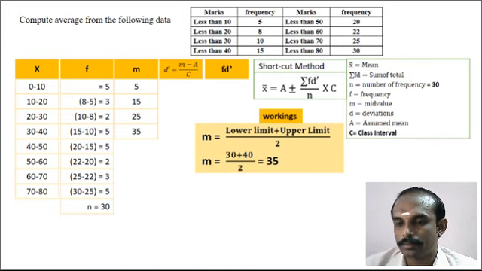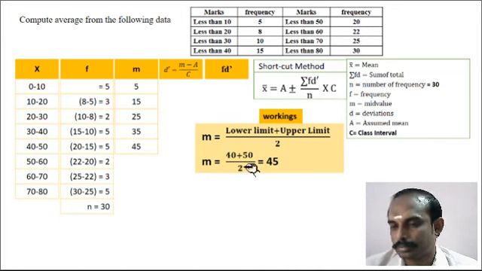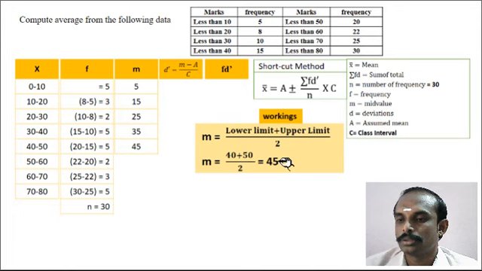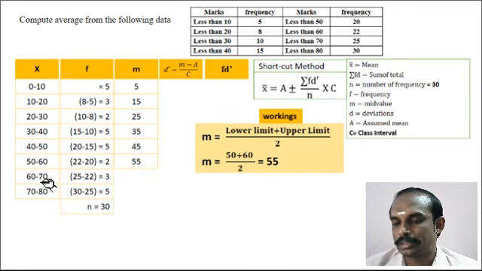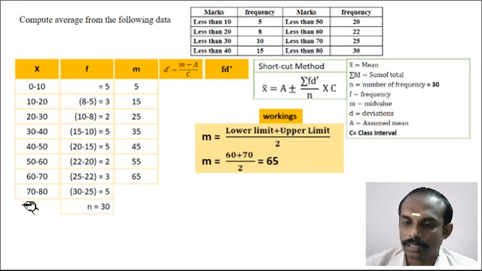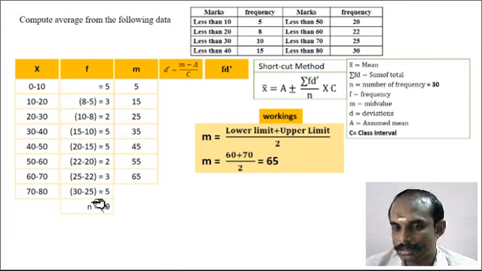For 40 to 50, 40 plus 50 divided by 2 is 45. For 50 to 60, 50 plus 60 divided by 2 is 55. For 60 to 70, 60 plus 70 divided by 2 is 65. For 70 to 80, 70 is the lower limit and 80 is the upper limit, so 70 plus 80 divided by 2 is 75.